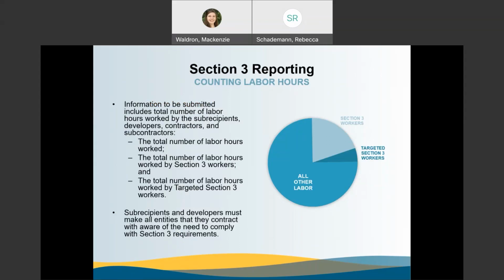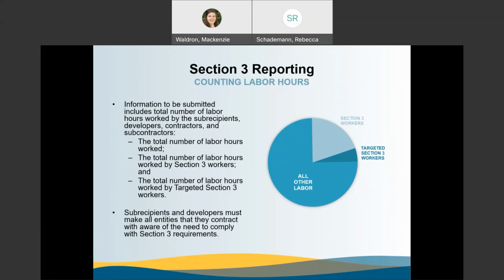For example, Rebecca will walk through later the forms we have prepared that assist subrecipients and developers in reporting to DED. Information to be submitted includes the total number of labor hours worked by the subrecipients, developers, contractors, and subcontractors, including the total number of labor hours worked, the total number of labor hours worked by Section 3 workers, and the total number of labor hours worked by targeted Section 3 workers.